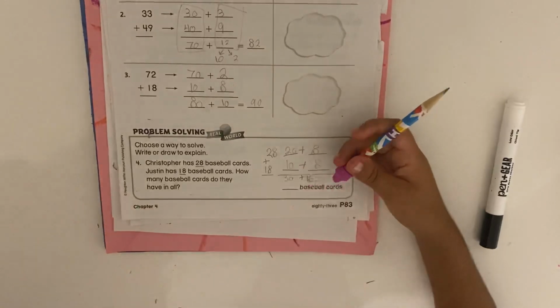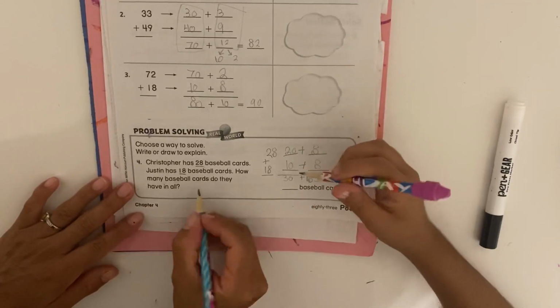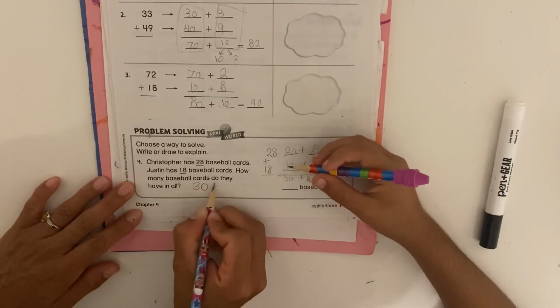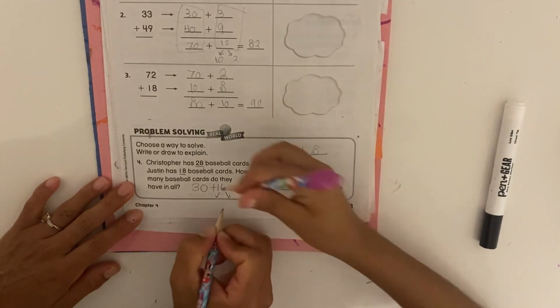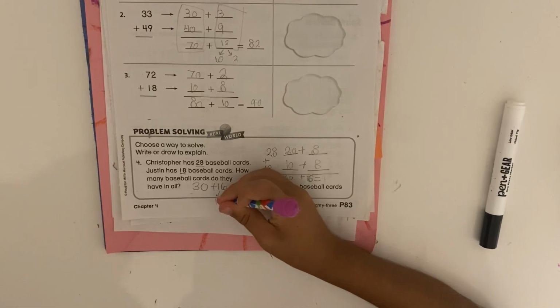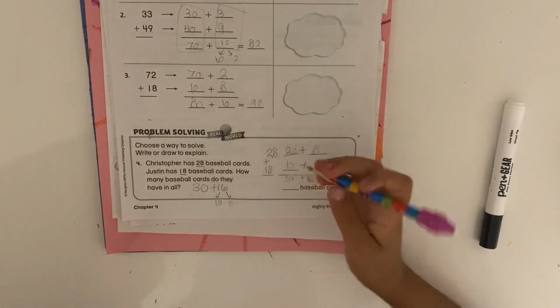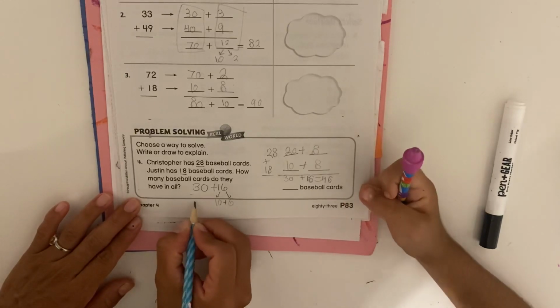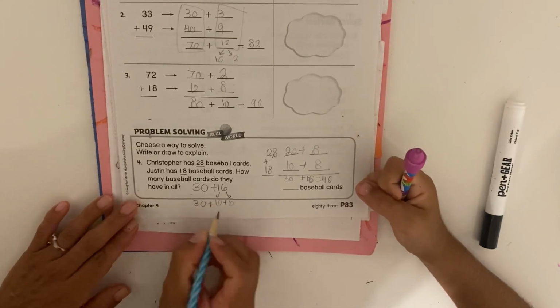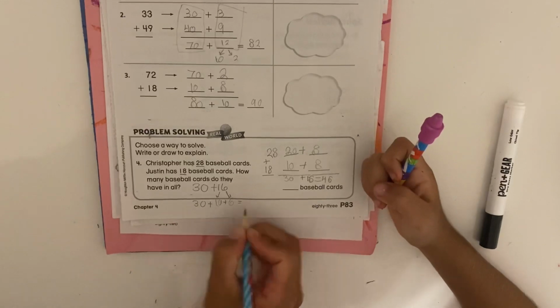Okay, so let's do it on the side right here. You have 30 plus 16. How would you break this one down into tens and ones? So then you have 30 plus 10 plus 6 is equal to?